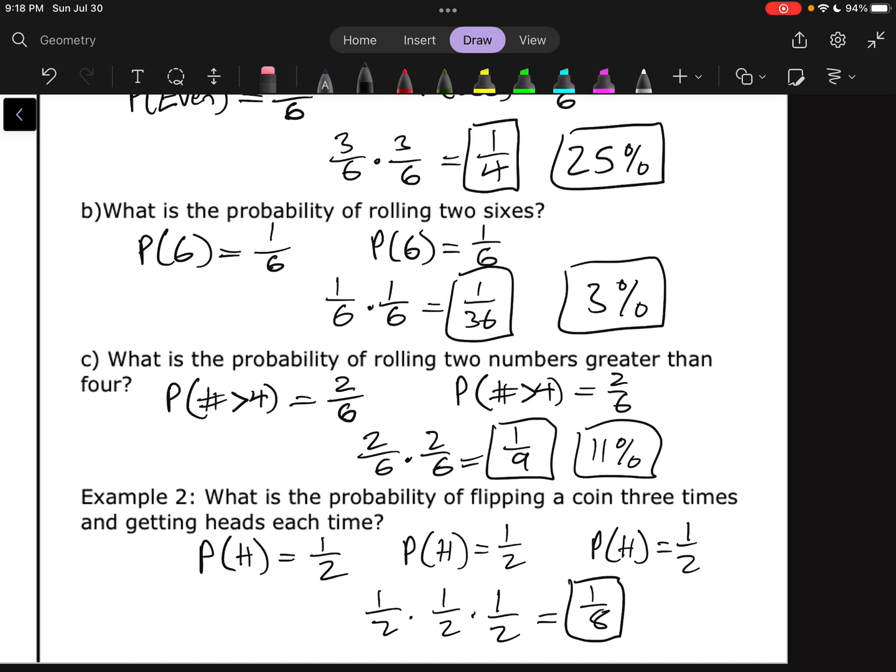And 1 out of 8, I think, is 13%. Am I right there? Yes, I am. 13%. Cool. So independent events, just find the individual probabilities and then just multiply them together.